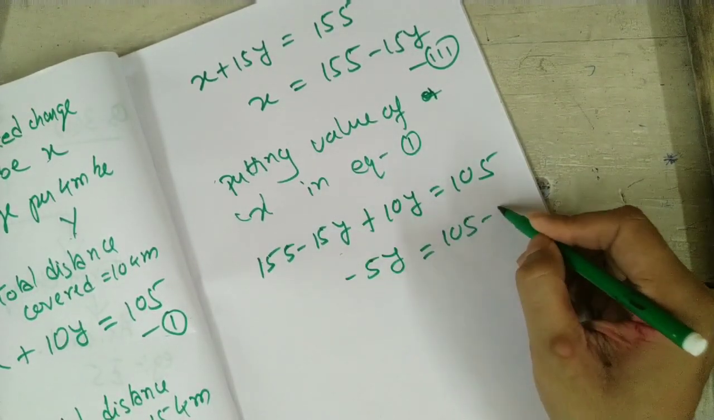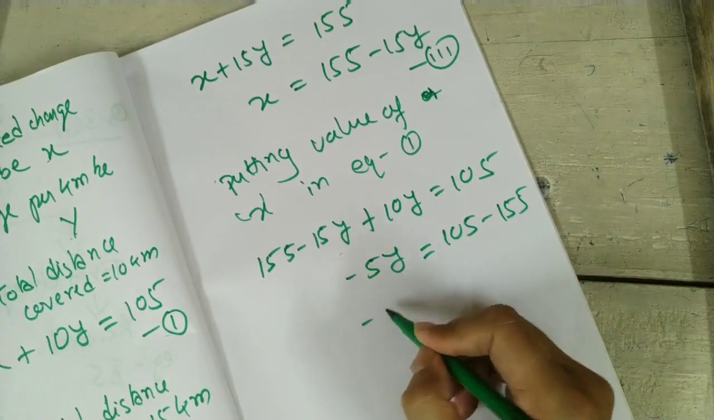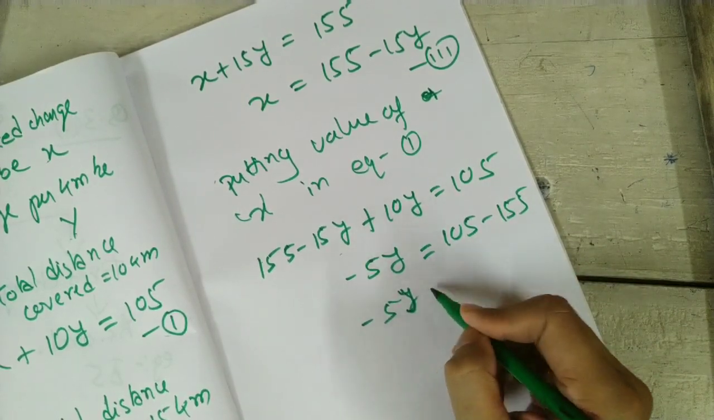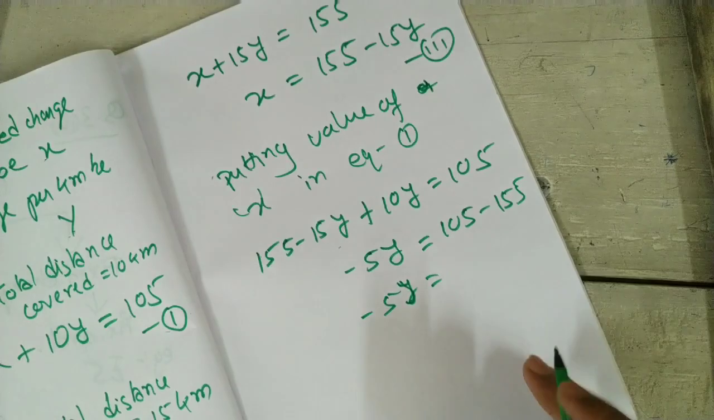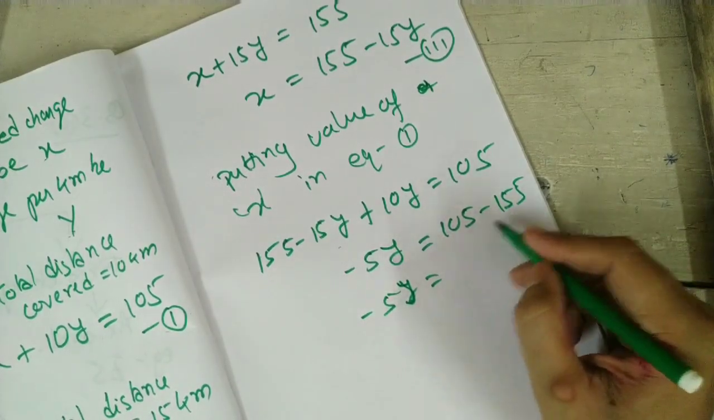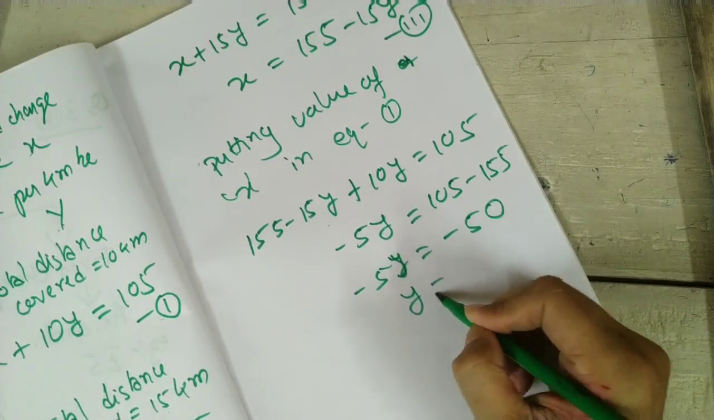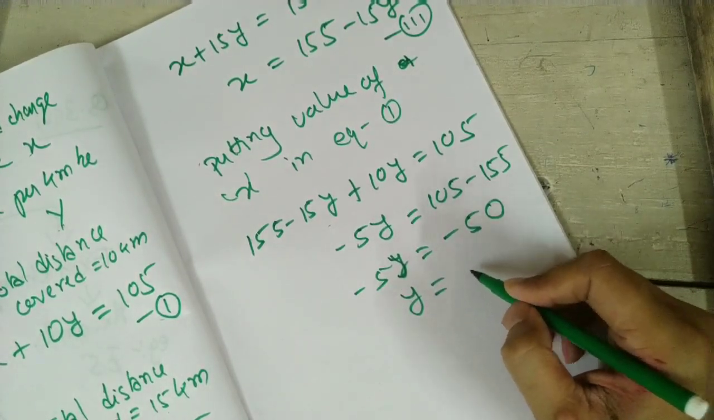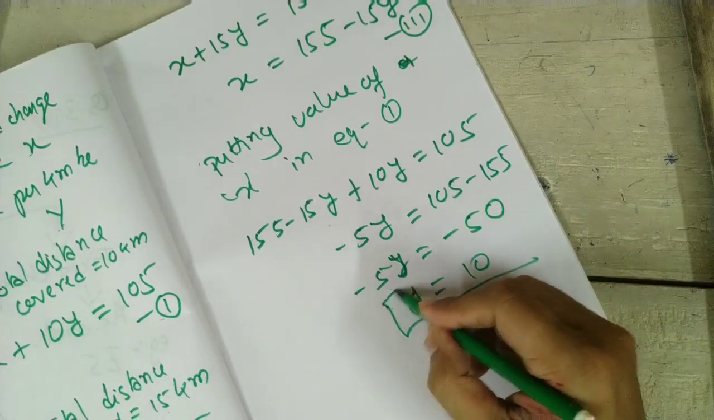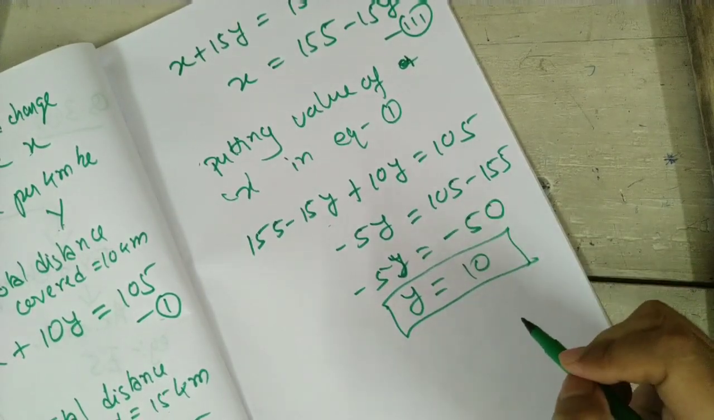So 105 minus 155. In our next step we'll get minus 5y is equal to how much will it become? Minus 50. So from here we can get the value of y, that is 10. So here we have got the value of y, that is equal to 10.